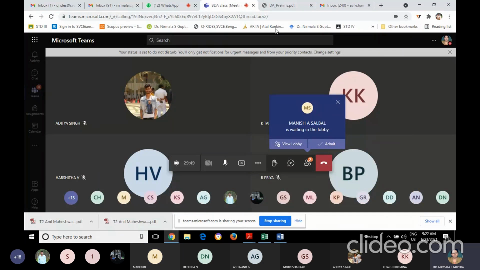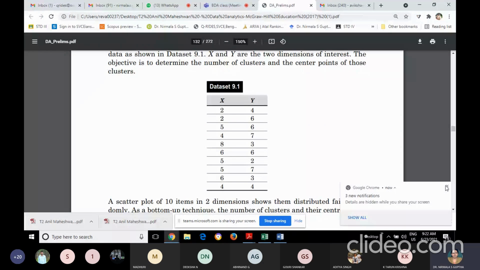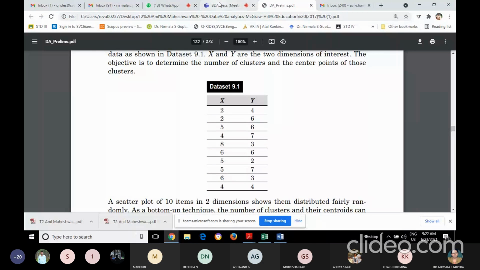So what is the minimum value in the given data set of 10 rows? What is the minimum value? Anybody please unmute and answer my question. 2 is the minimum value. 2. What is the maximum value? 8. 8. So let us make our own scale to plot these points as the pair of values.